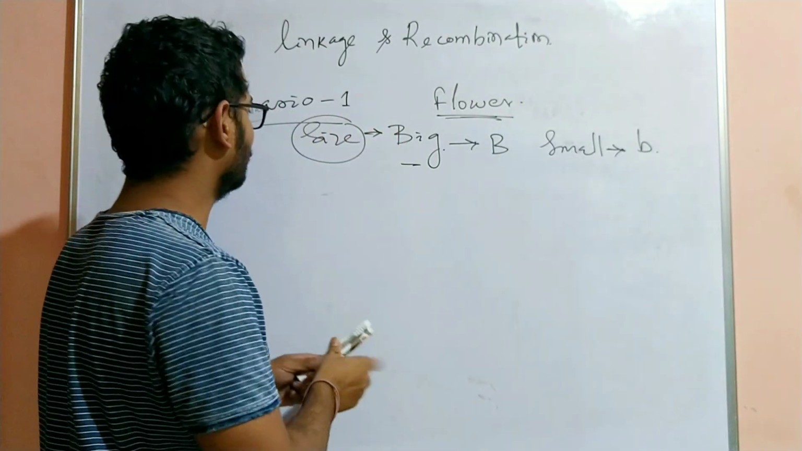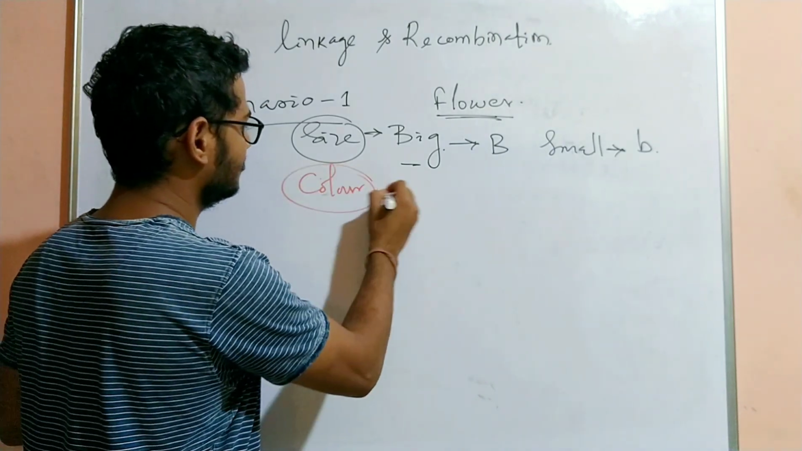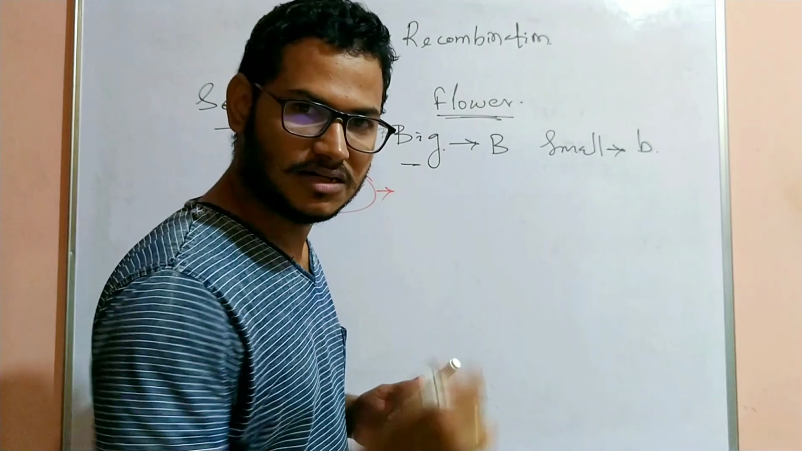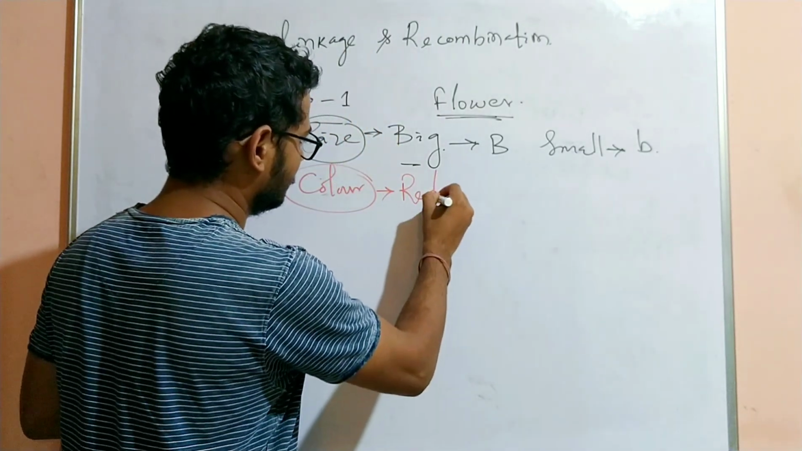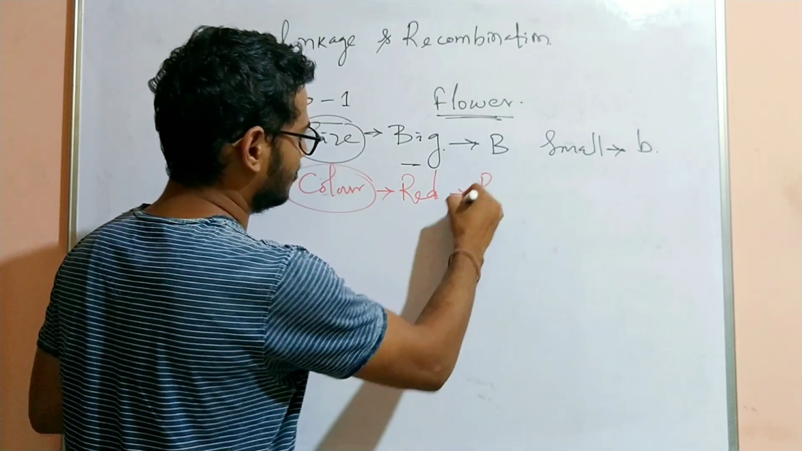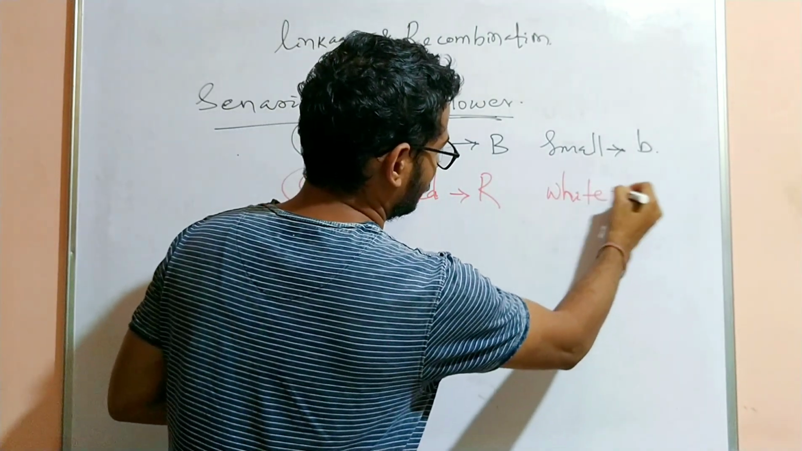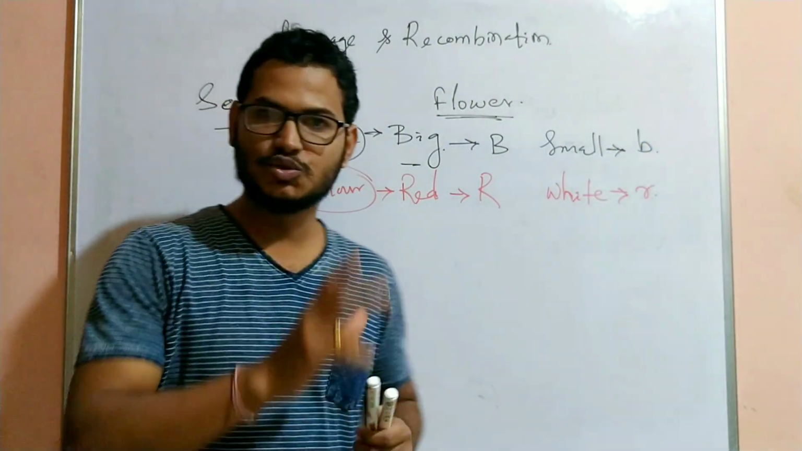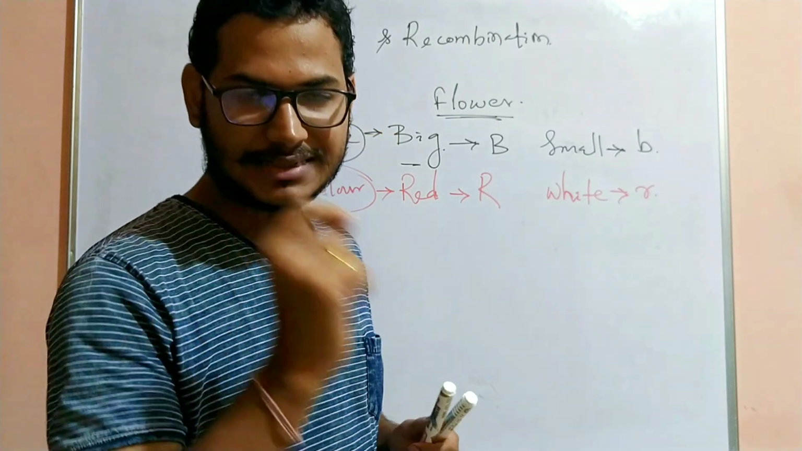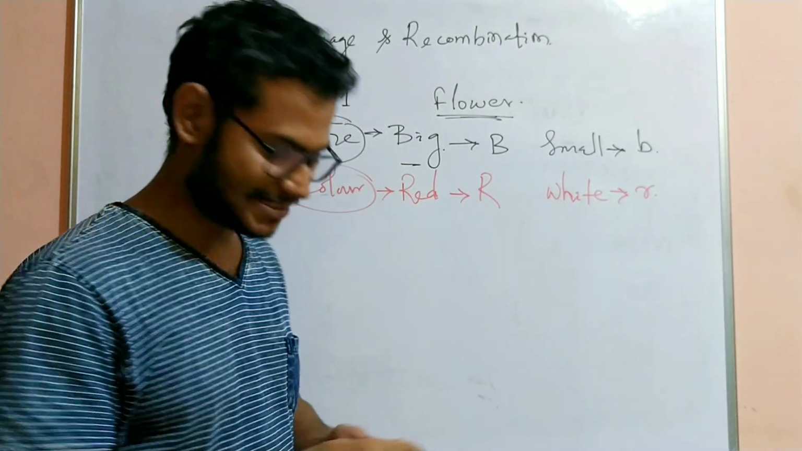Next we will talk about the color. We are taking the color as the second character of the flower. Here for red we have capital R, and for white we have small r. So these are the two different characters we are taking for discussing linkage and recombination.